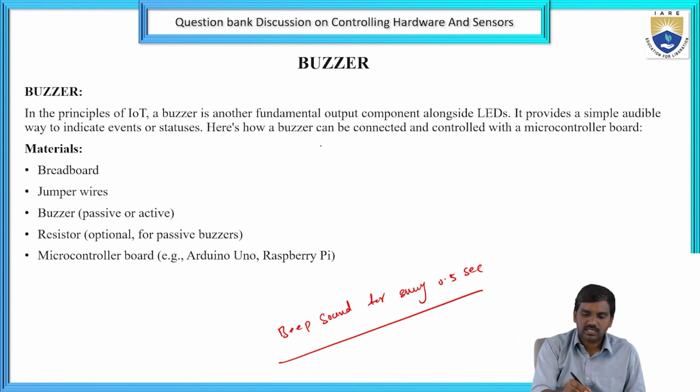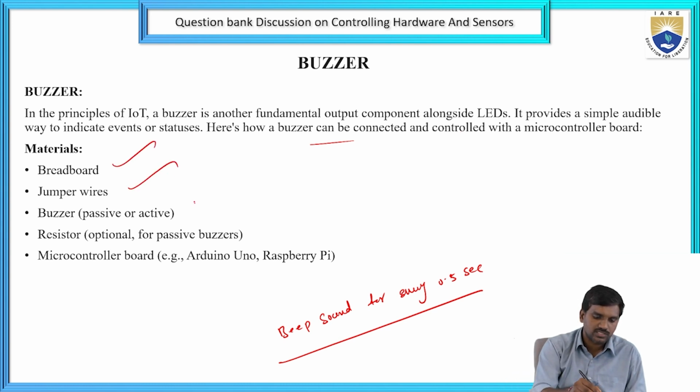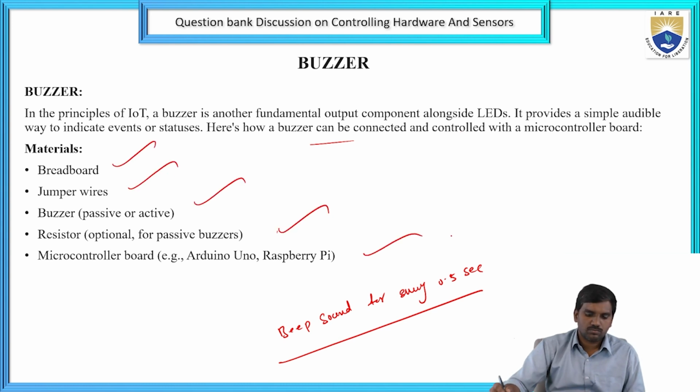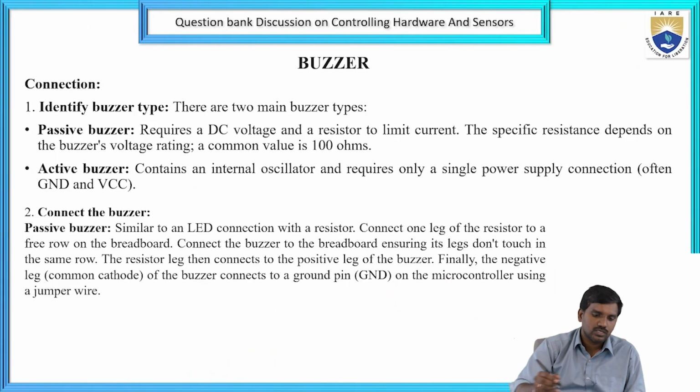Here, how a buzzer can be connected and controlled with a microcontroller board. We need some materials: breadboard, jumper wires, buzzer, resistor, and a microcontroller board like Arduino Uno or Raspberry Pi. Next to connection, identifying the buzzer type. Which type of buzzer may we use? Passive buzzer and active buzzer.